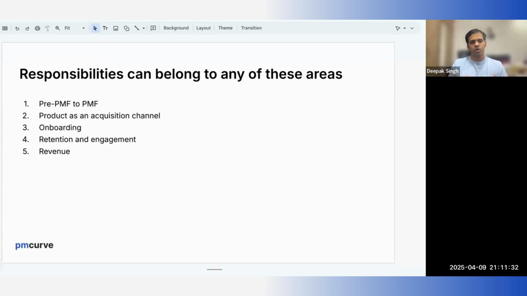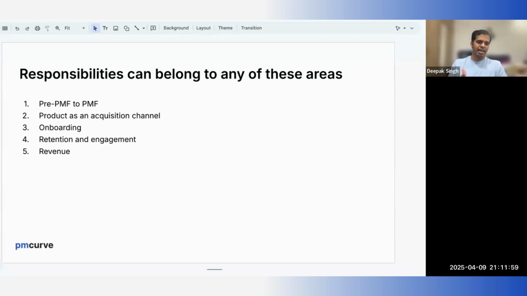You could also be looking at onboarding, which is, once the user is brought on the platform by marketing, how do we get them to the aha moment? Which is to say, how do we get them to experience the product value as soon as possible so that they understand what the product is all about, and because of that, they will actually stick to the platform, right? So that is the onboarding or activation sort of PM.